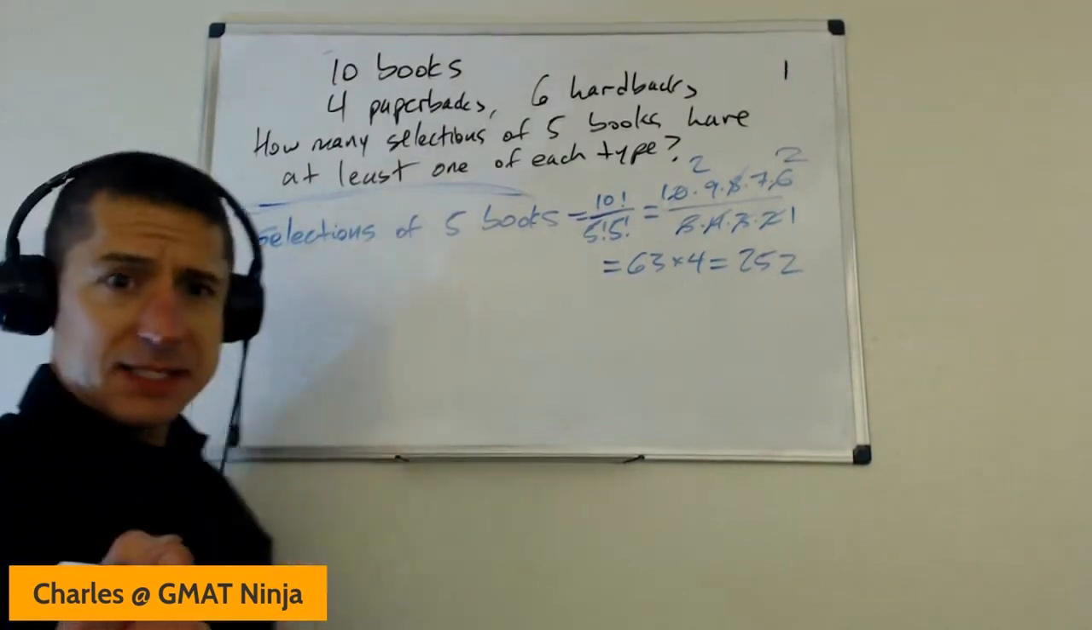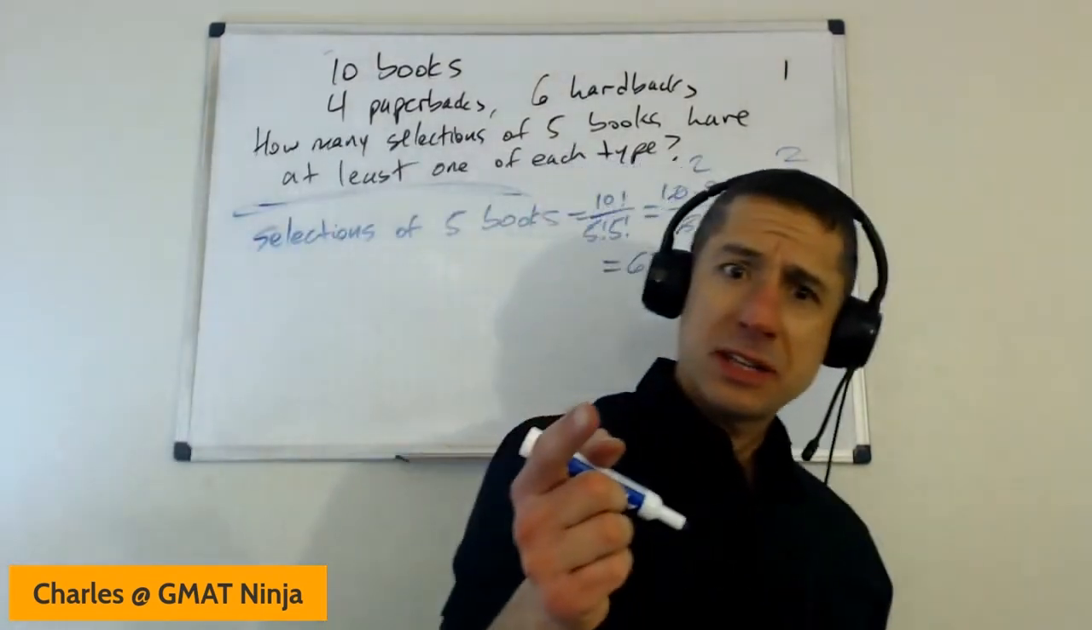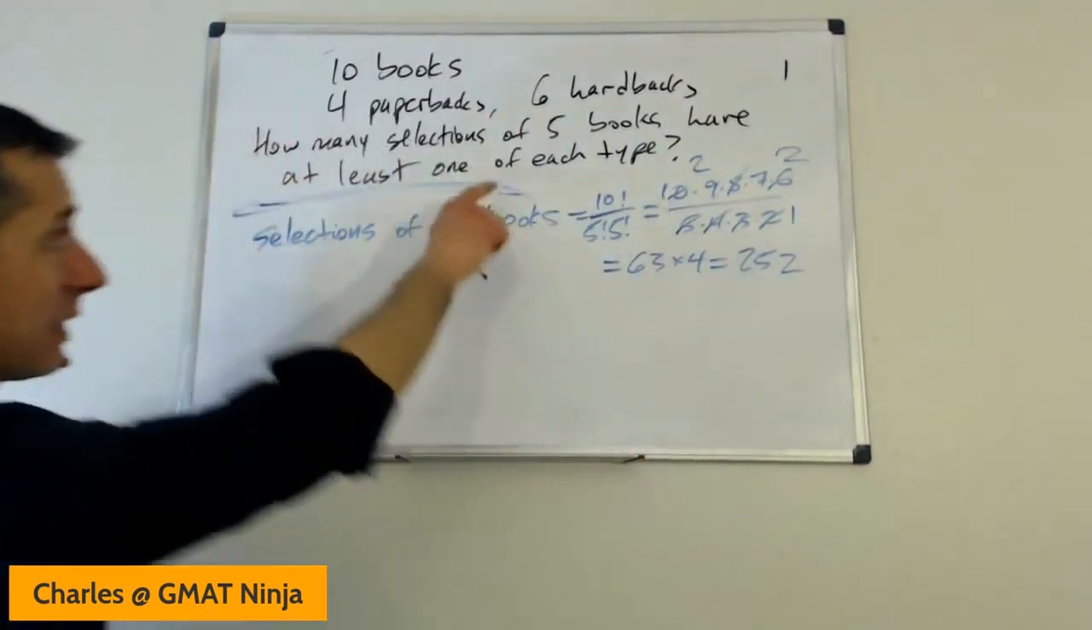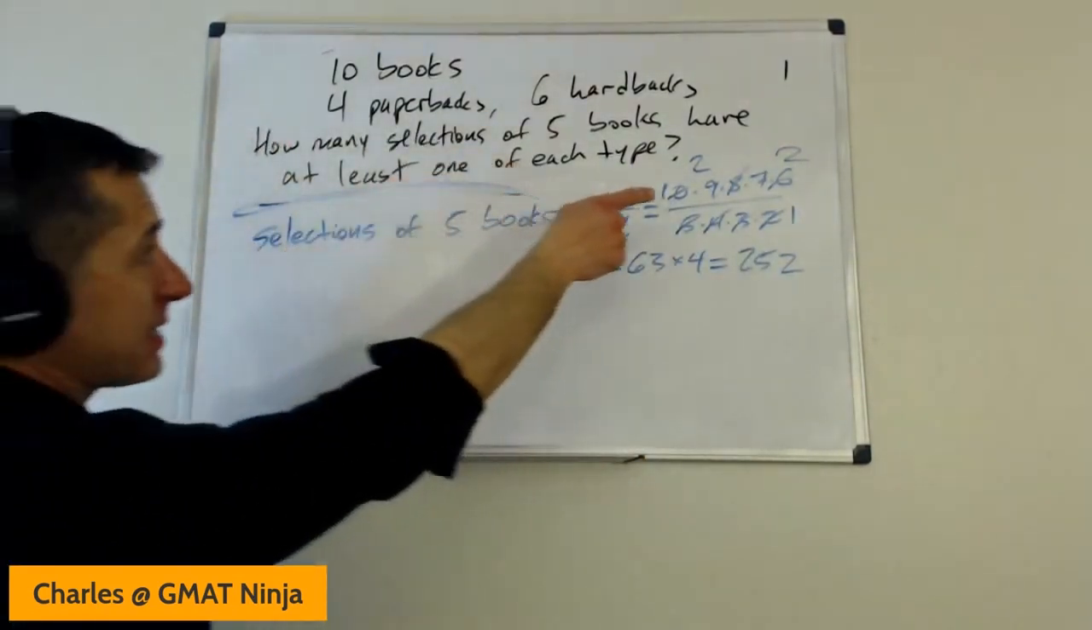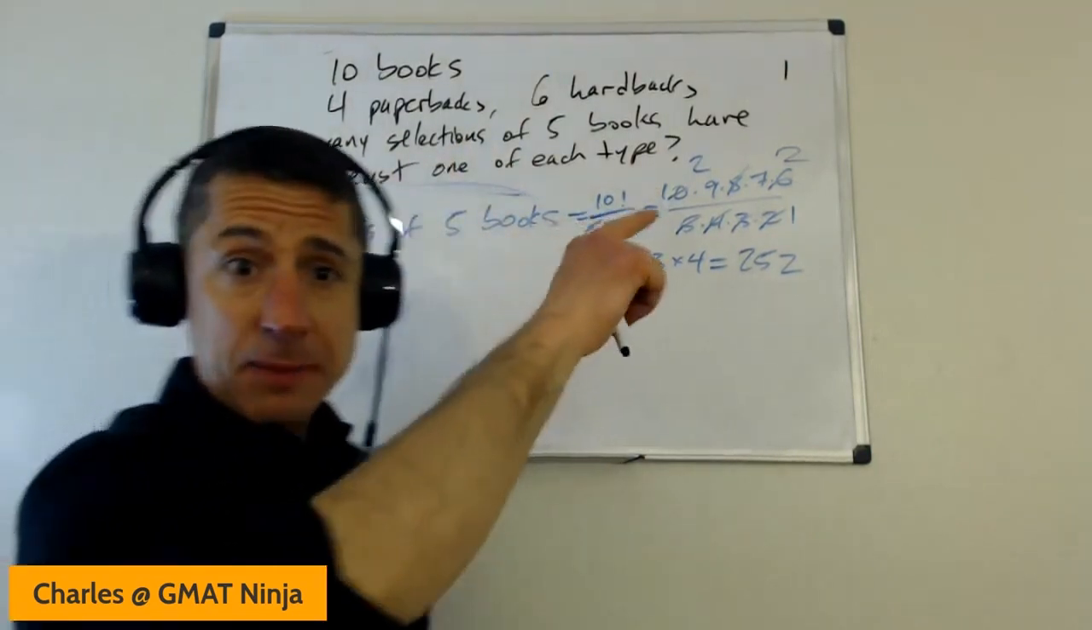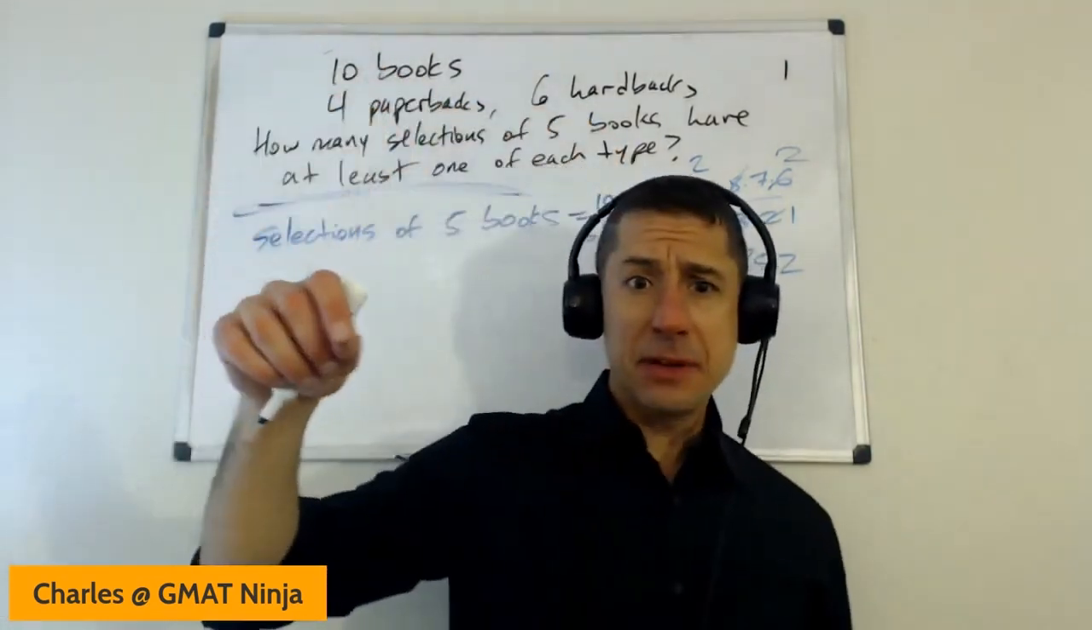Now there's 2 kinds of selections of 5 books. There's the one with at least 1 paperback and the ones with no paperbacks. There's the one with at least 1 hardback and there's one with no hardbacks. So all I really need to do here is take that number and subtract out the ones that are going to be all one of a single type.